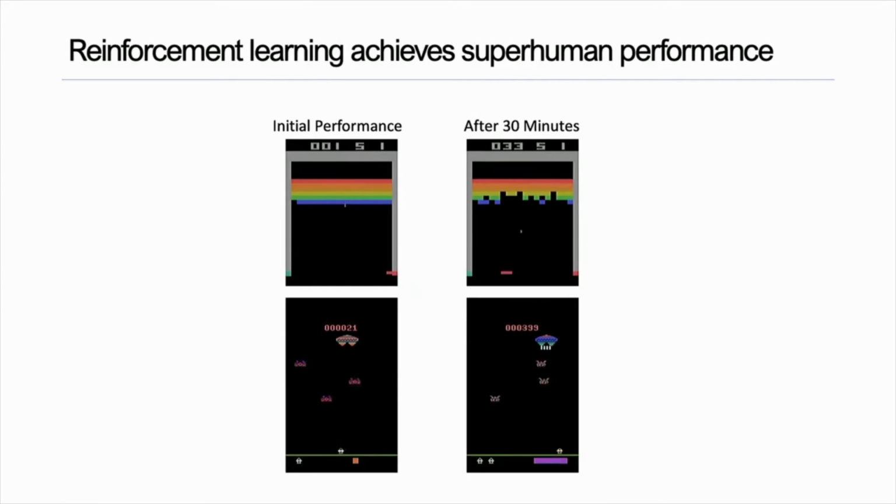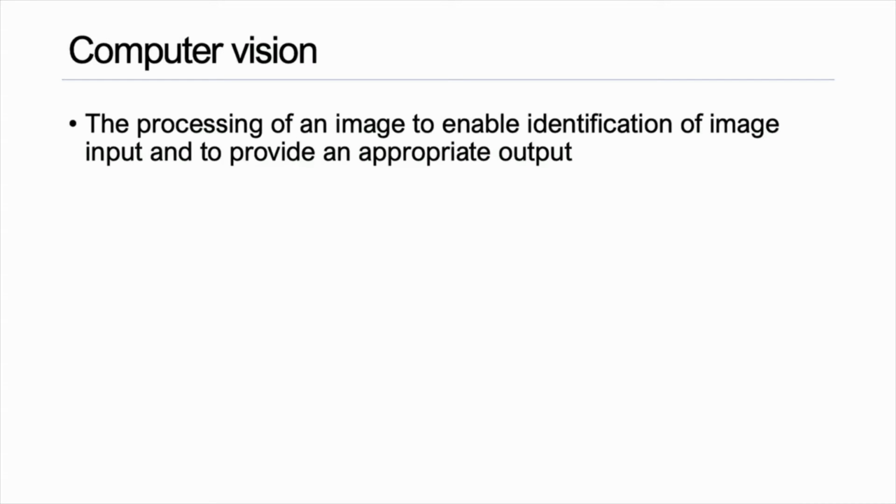After about 30 minutes, it was able to perform better than a human who's been playing it for a very long time. And similar to this, same thing: initial performance, and 30 minutes later, it was able to crush the game. So in environments where reward and punishment is very easy to program, reinforcement learning does very well at solving these problems.